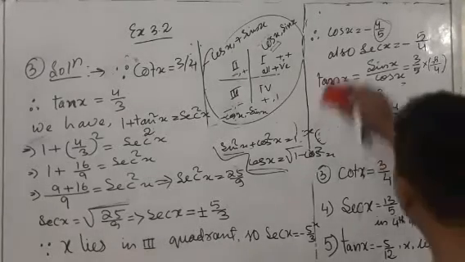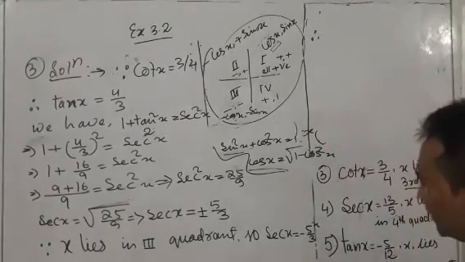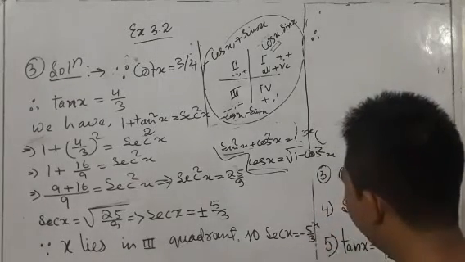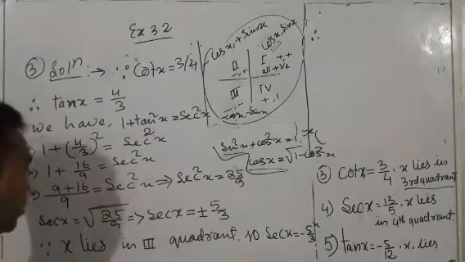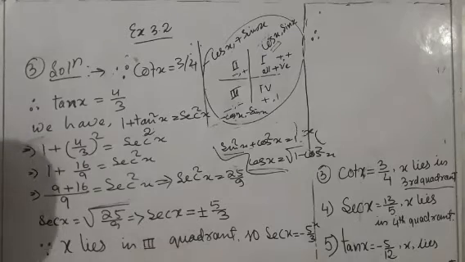Okay, fine. I'm writing the half part of this. Okay. So sec x equal to minus 5 by 3. Then what will be cos x? Then cos x will be what? Just the opposite of this. Okay, just the opposite of it.